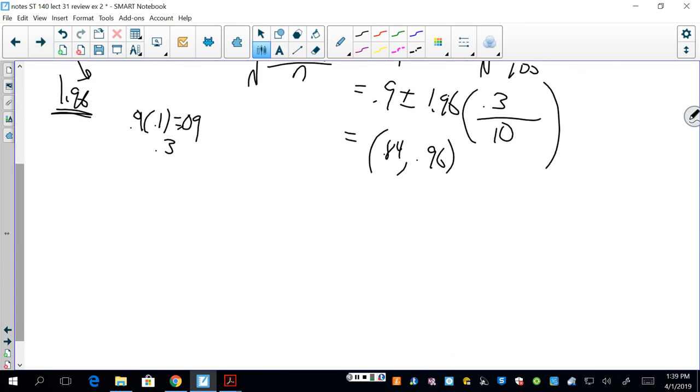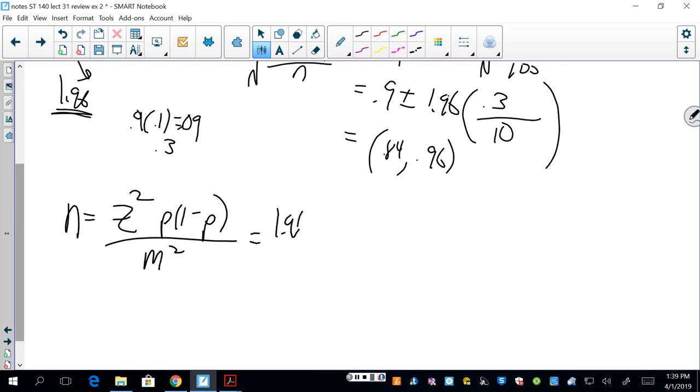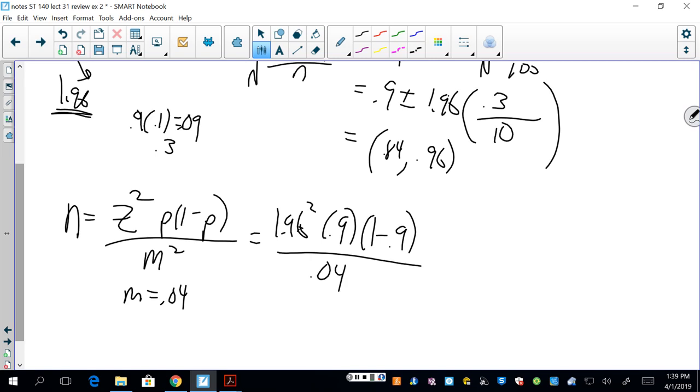For proportions, we also did a sample size formula, which was like this. For this one, the z is 1.96 squared. Put that in there. Now sometimes we use 0.5. You could put 0.5 there. That's a conservative thing to do. But if we had this initial survey that said it was 0.9, you could put that one in there. And if the margin is plus or minus 0.04, we put 0.04 in here. And that'll give us some sample size.